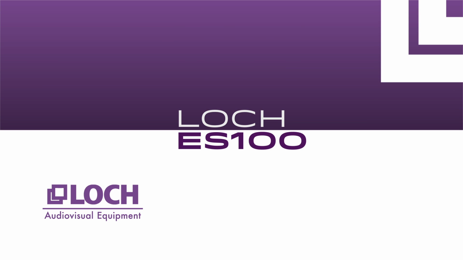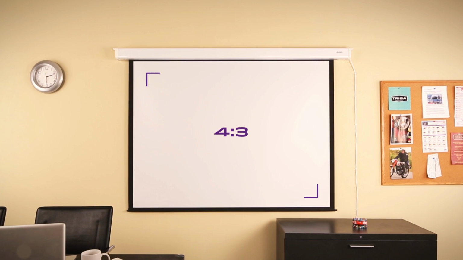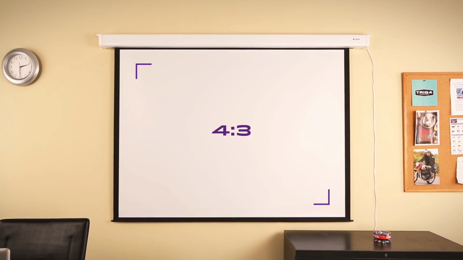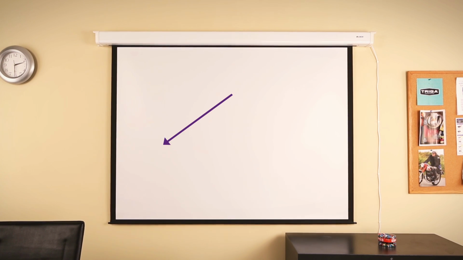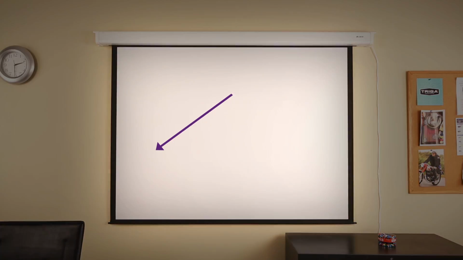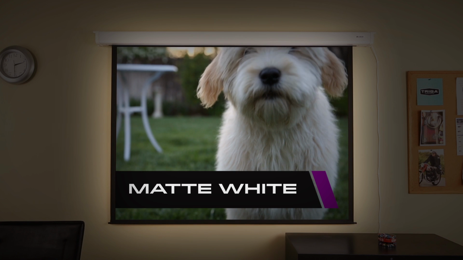the LOCH ES100 100-inch electric projector screen. This screen features a 4:3 aspect ratio, ideal for displaying data or video content through any projector. A 100-inch viewing area. The screen's wide viewing angle brings vivid clarity from any seat in the room. The matte white screen finish provides vibrant color for a wide range of uses.